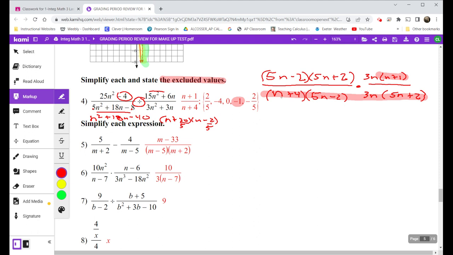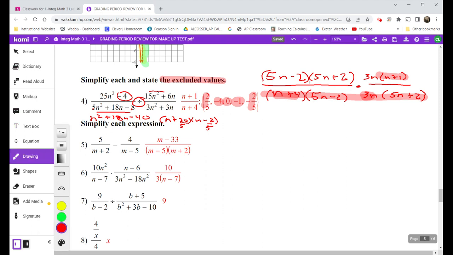So again, we take n plus 4, set it equal to 0. That gives us negative 4. We take 3n, set it equal to 0. It gives us 0. And we set each one of these equal to 0, and it gives us fractions for an answer. So when you find excluded values, just set the denominators equal to 0. How do we get our final answer? We cross out anything that is the same. So let's do a different color here. I'll do green. 5n minus 2, 5n minus 2, 5n plus 2, 5n plus 2, and then 3n and 3n. So I'm left with n plus 1 over n plus 4, which is what we have right here.